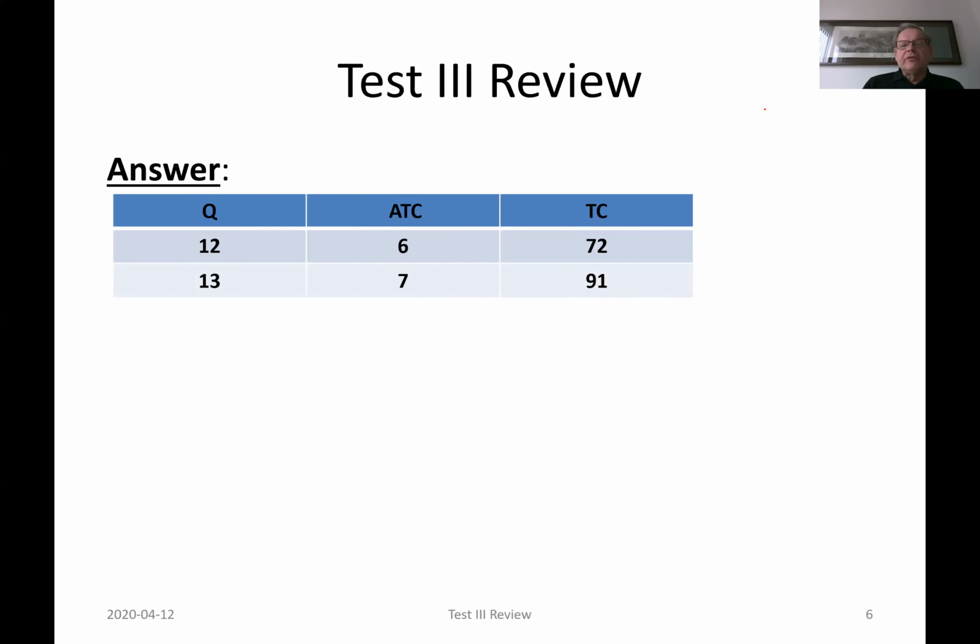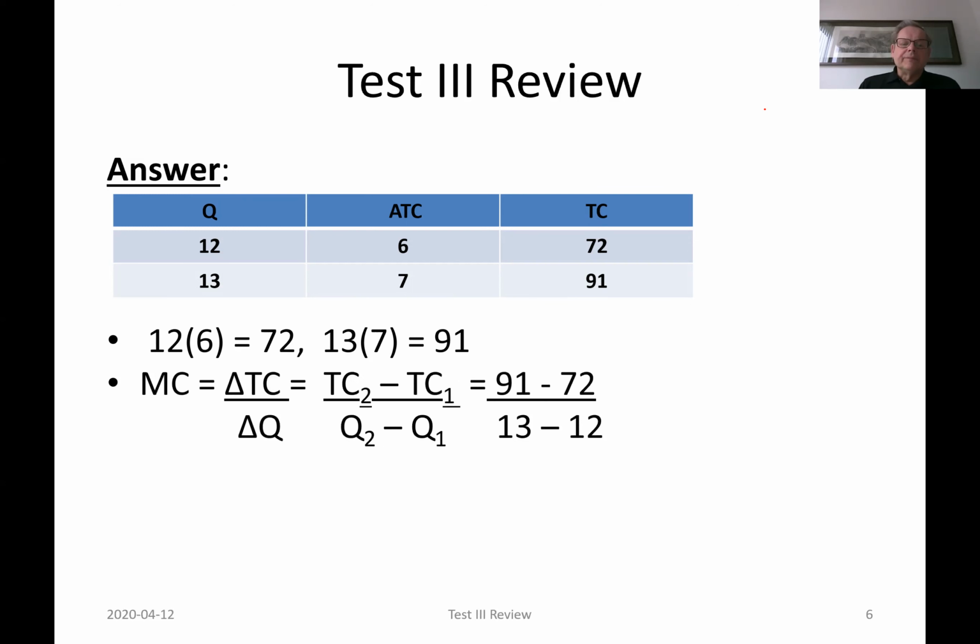So one of the first things that you have to do is to be able to calculate your total cost. So for 12 dozens, it would be 12 times 6 is equal to 72, and the next one would be 13 times 7, which is 91. Your marginal cost is equal to the change in your total cost divided by the change in quantity. Elaborate those, substitute in the numbers, and you will get that your marginal cost is 19.